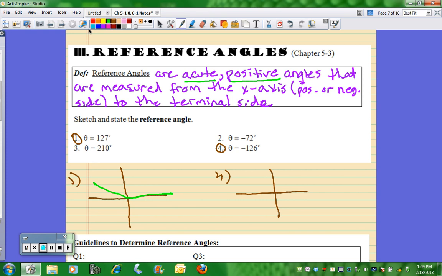The green's not showing up too well, is it? Let me get a darker color here. A little bit better.